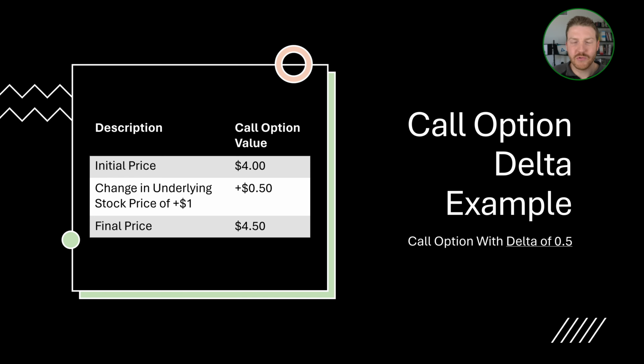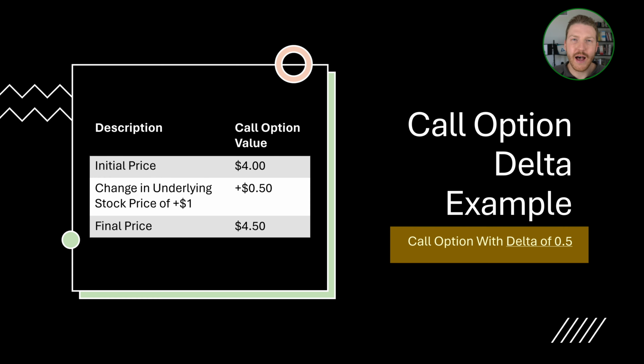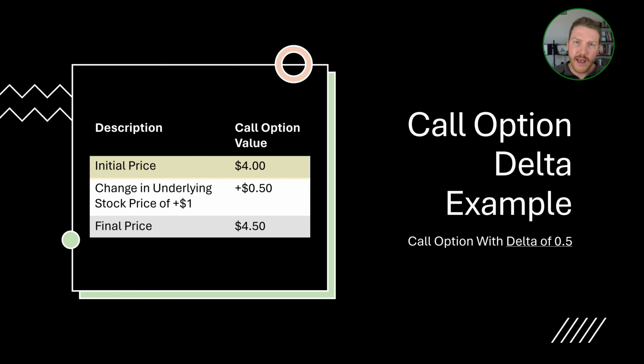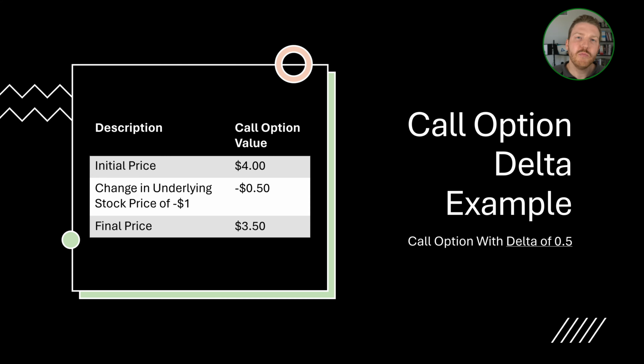Imagine that there is a call option underlying a stock. This call option has a delta of 0.5. The call option currently has a price of $4. Now, if the stock's price goes up $1, then the call option should go up by 50 cents, and the final call option price will be $4.50. However, if the stock's price had fallen by $1, then the option's value would also fall by 50 cents, and the new option price would be just $3.50.